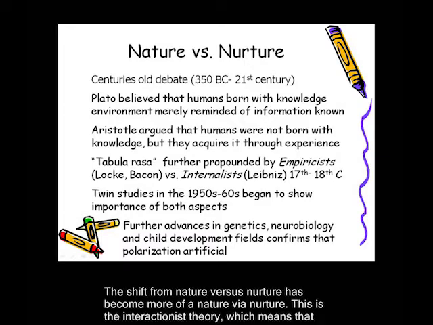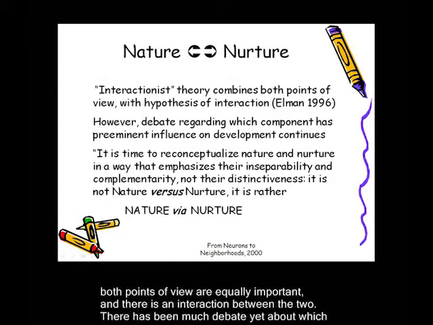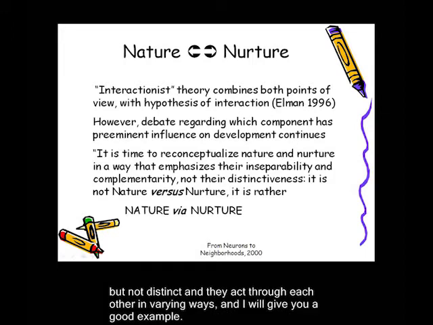The shift from nature versus nurture has become more of nature via nurture, and this is the interactionist theory, which means that both points of view are equally important and there's an interaction between the two. There's been much debate about which component is more important, but the better idea is to show that the two concepts are inseparable and complementary to each other, but not distinct, and they act through each other in varying ways. And I'll give you a good example.